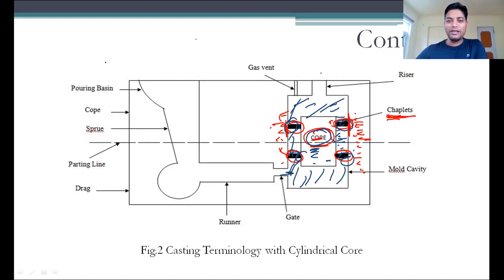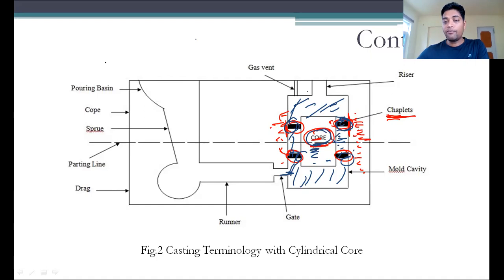Okay, so by the way, guys, we cannot remove these chaplets. We cannot remove anything from the mold, that is, the solidified casting. We can remove the core because that is molding sand. But please keep in mind that chaplets provide the support to the core, and they cannot be removed from the casting material.